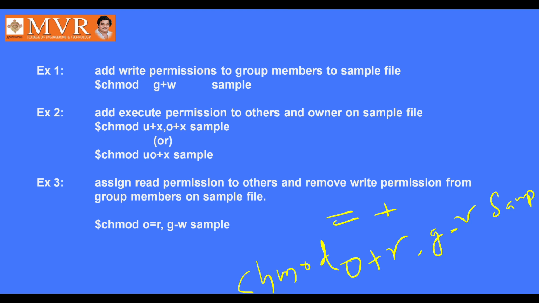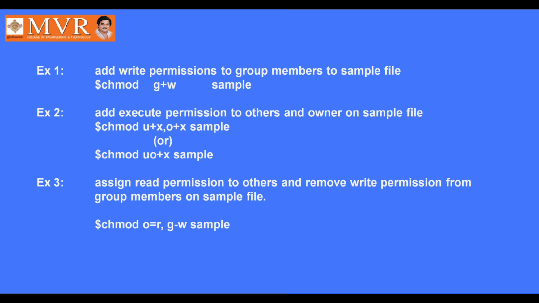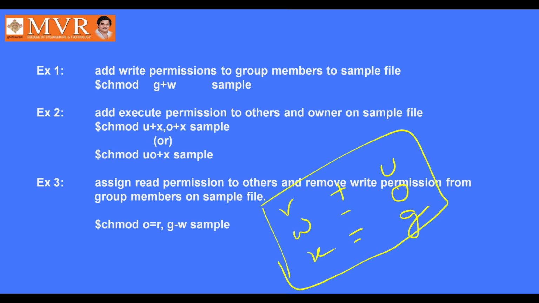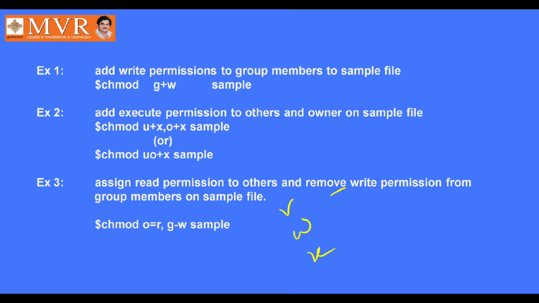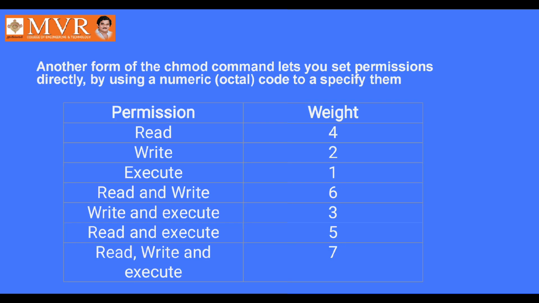Okay, so only three things we need to remember here are the symbols used to represent several things. For read permission it is r, for write permission it is w, and for execute permission it is x. For addition of permission plus, for removing permission it is minus, and for assigning permission it is equals. And similarly user or owner is represented by u, the others are represented by o, and the group members are represented by g. Only these things we need to remember. If you remember these 9 symbols, it is very simple, right?